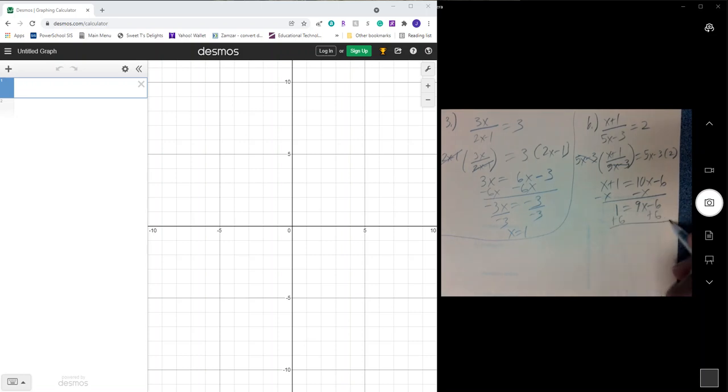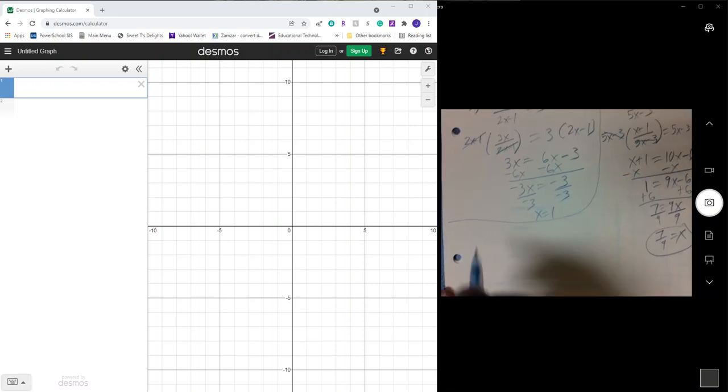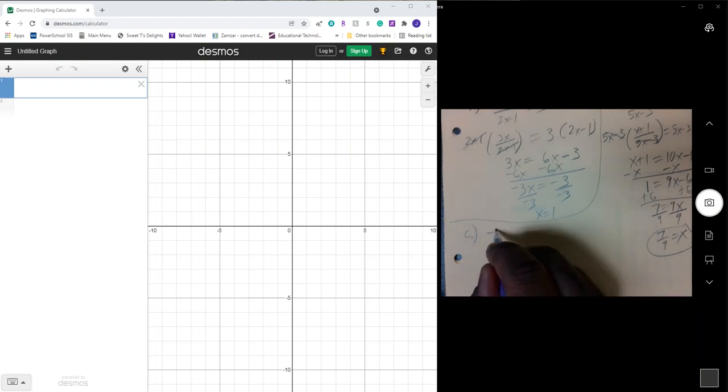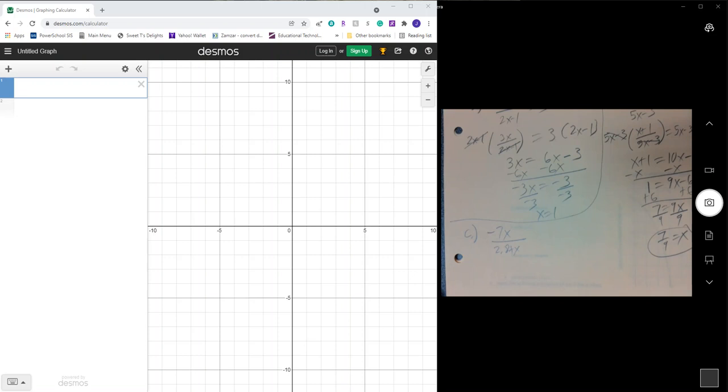Add 6 on both sides, and 7 is equal to 9x. Divide each side by 9, and 7 ninths is equal to x. And once you put 7 ninths into this problem here, it will actually give you 2 as well. Okay, now we go here to C. Now C, we have negative 7x divided by 2.8 plus x is equal to 3.1. Now, what we could do here, remember, we want to get x by itself. So we're going to multiply each side by 2.8 plus x.